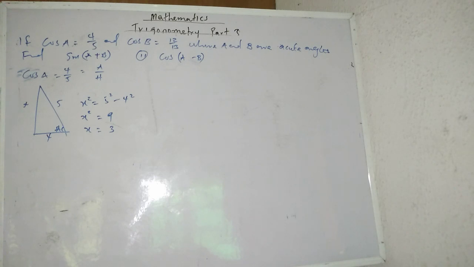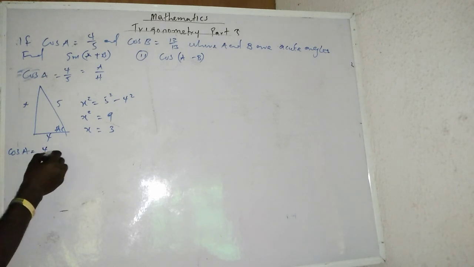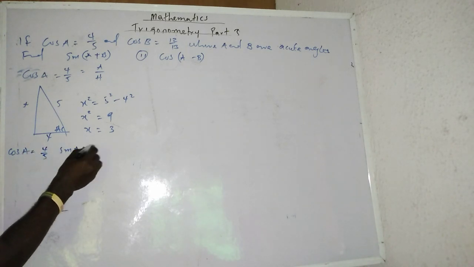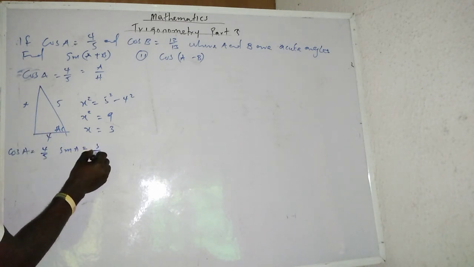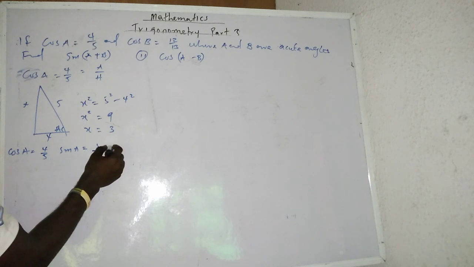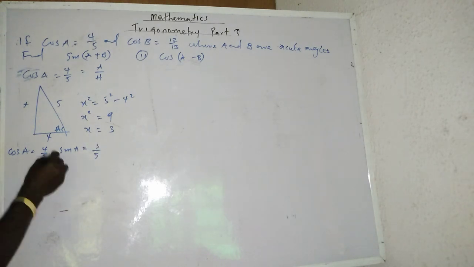Since my x is equal to 3, I can now move on. I have cos A equal to 4 all over 5. Sine A equals what? Which is 3 all over 5. And tan A. Okay, I don't really need tan.